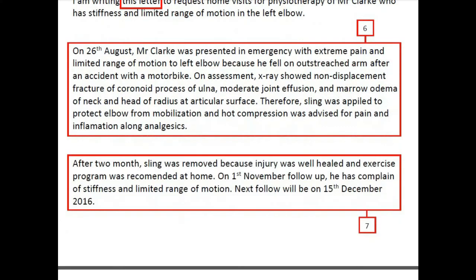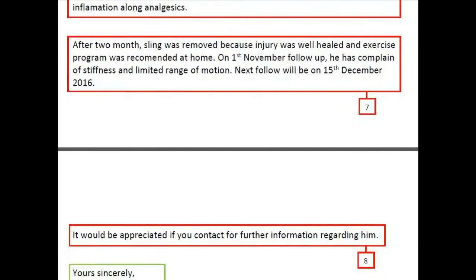Moving to the third paragraph, after 2 months, sling was removed because injury was well healed and exercise program was recommended at home. On 1st November, follow-up, he has complained of stiffness and limited range of motion. Next follow will be on 15 December 2016. Here, we can see that this paragraph 2 is formulated because of the events when the patient is admitted to the emergency department following his accident.